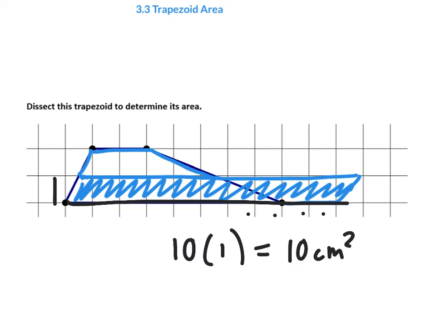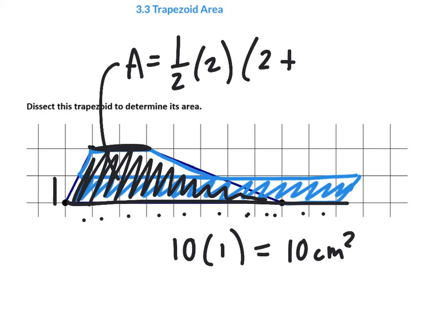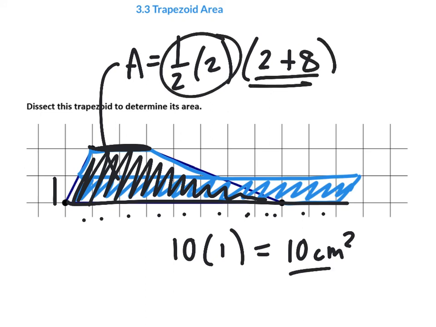Pretty simple. And just for the sake of testing, let's go back to our original guy. Let's do it using the other formula. 1/2, the height would have been 2. And then this base is a 2. This base is 1, 2, 3, 4, 5, 6, 7, 8. This would be 10 times 1, which is 10. Cool.